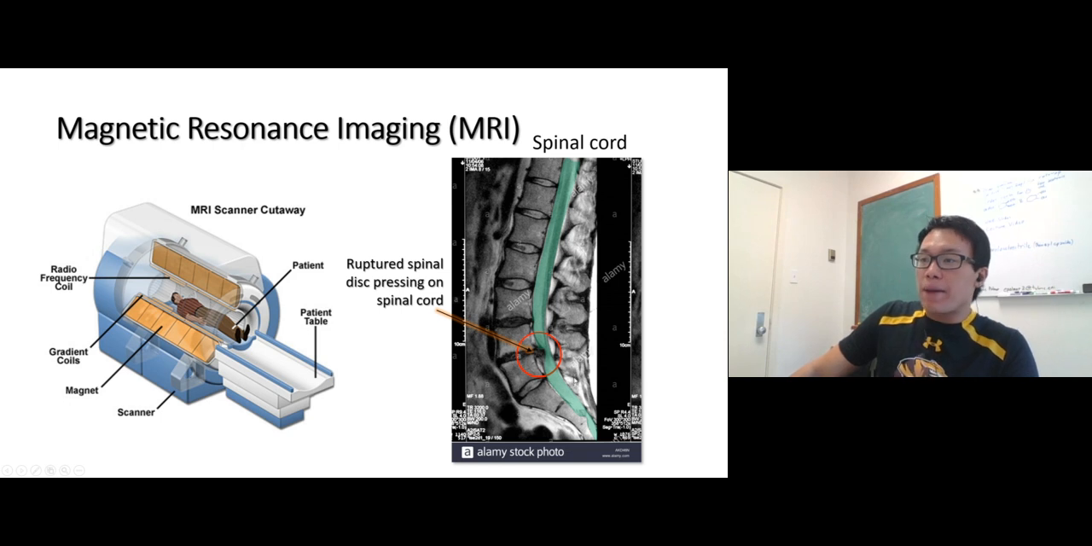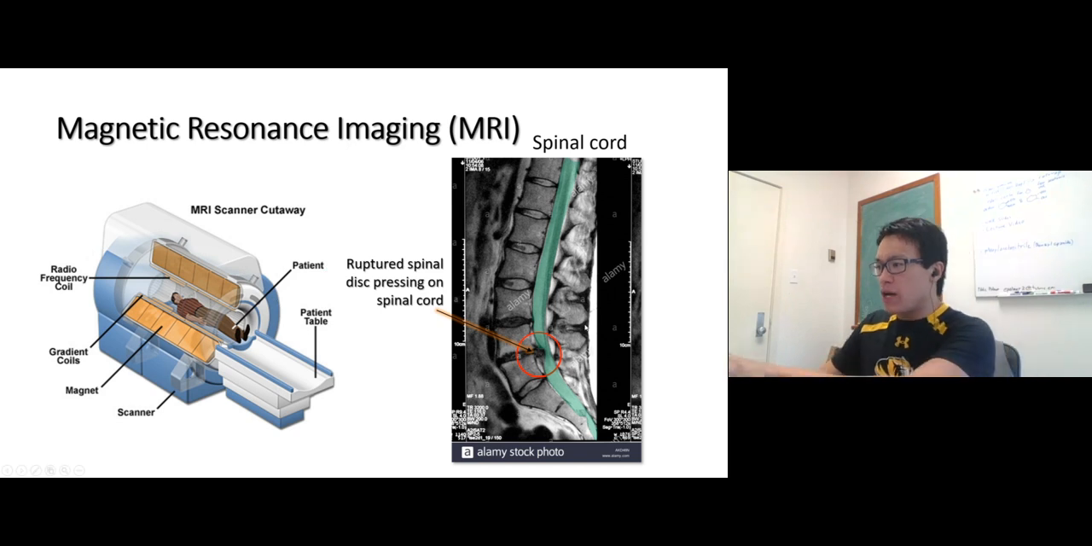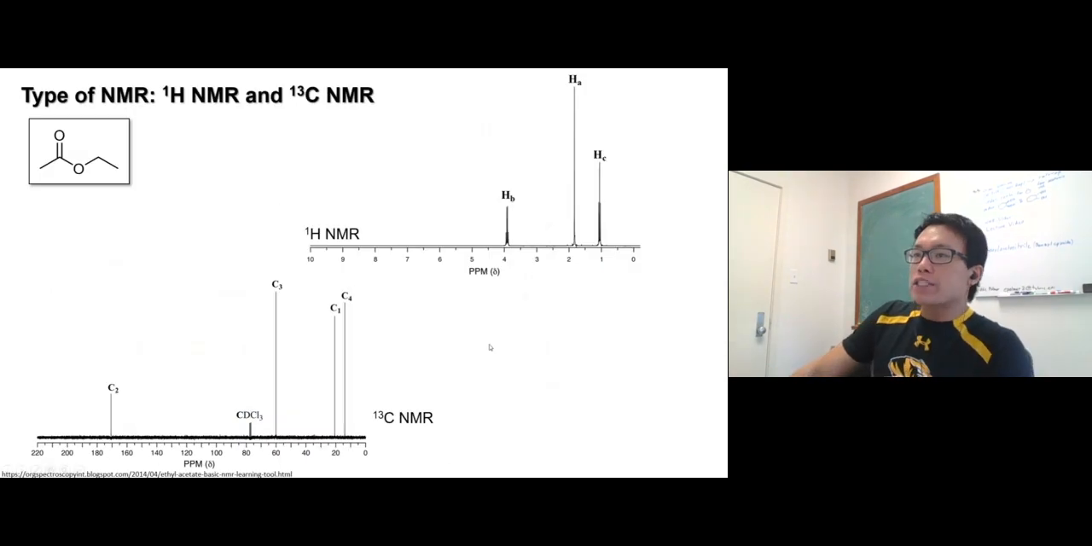The MRI and the proton NMR are actually the same technique, but they changed the name only because the word NMR, nuclear magnetic resonance, the word nuclear scares people, so they changed it to magnetic resonance and added the word imaging. There's some equipment in there to convert the spectrum to the picture, to show an image of our body. Okay. All right. So I just want you to be familiar.